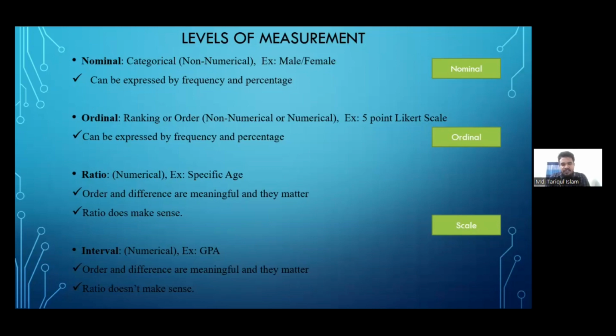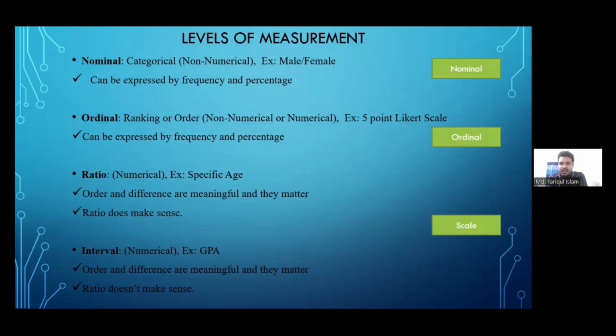So the characteristics of interval measurement are that order and difference are meaningful and they matter. Because the person who has GPA 5 and the person who has GPA 4, that difference is meaningful. But the ratio doesn't make sense. There is an issue because we can say that the ratio does make sense, but eventually it doesn't.